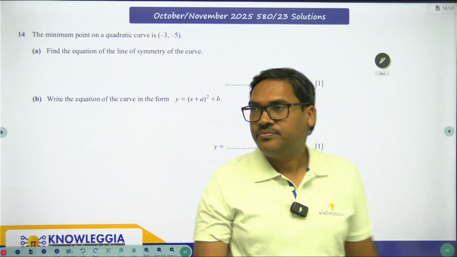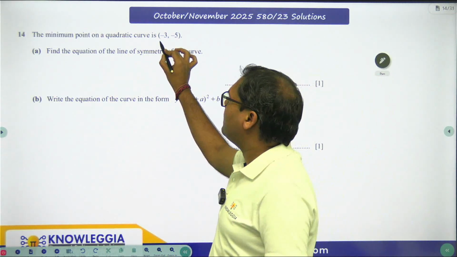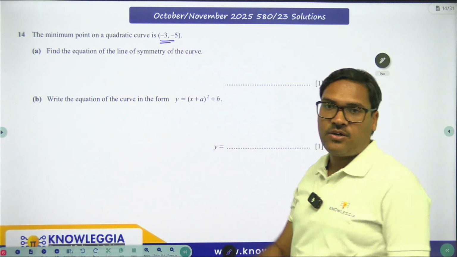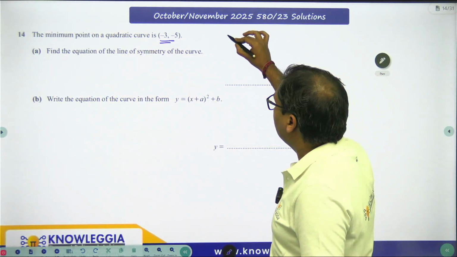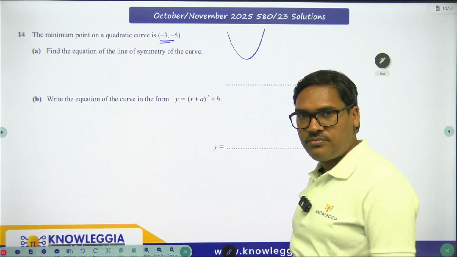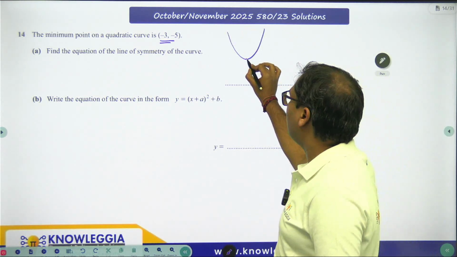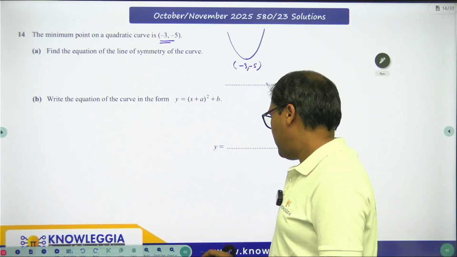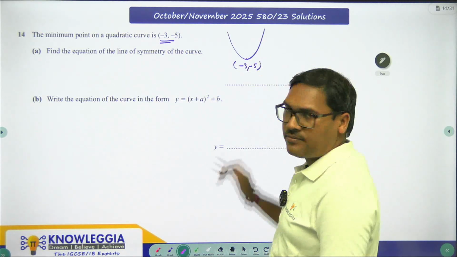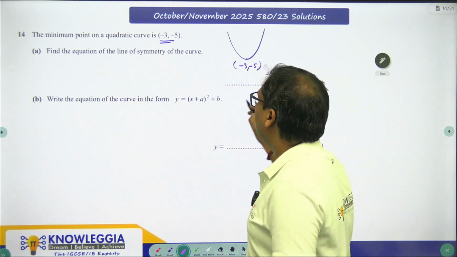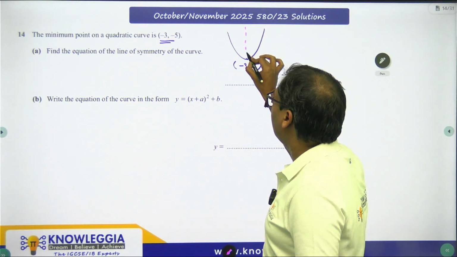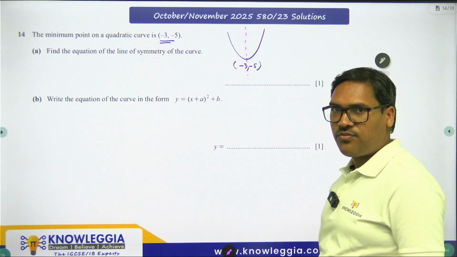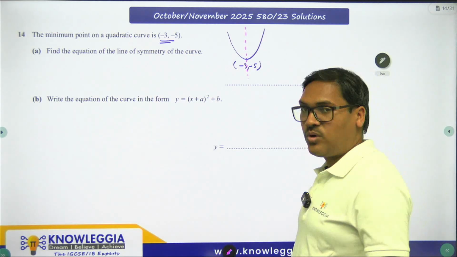Find the minimum point of a quadratic graph like this. Find out the equation of the line of symmetry of the curve. So here you can see this is the minimum point of the quadratic graph, which is minus 3 comma minus 3. Okay, so this is the minimum point, right? Now, what is the equation of the line of symmetry? This will definitely be the line of symmetry because it is passing through the turning point. This is the property of a parabolic graph, that is a quadratic graph.